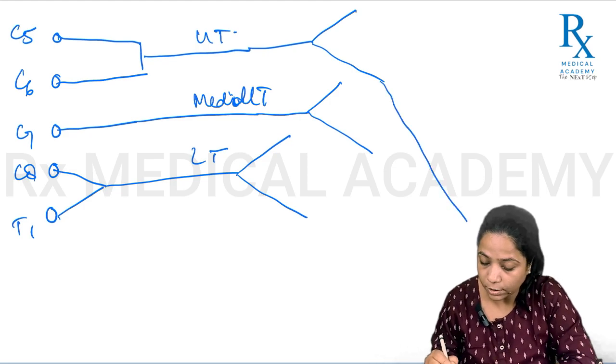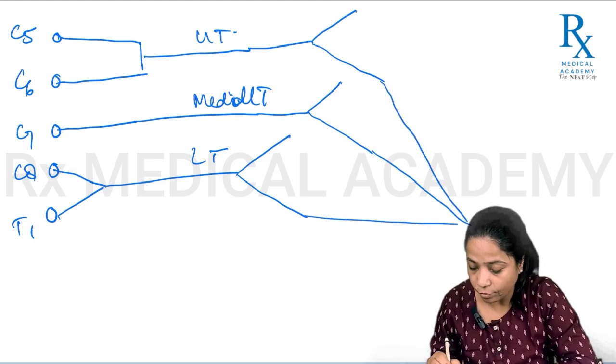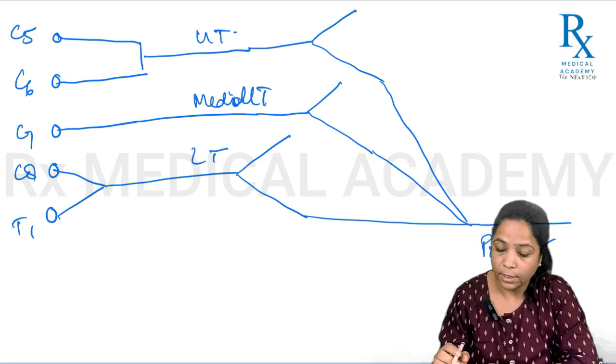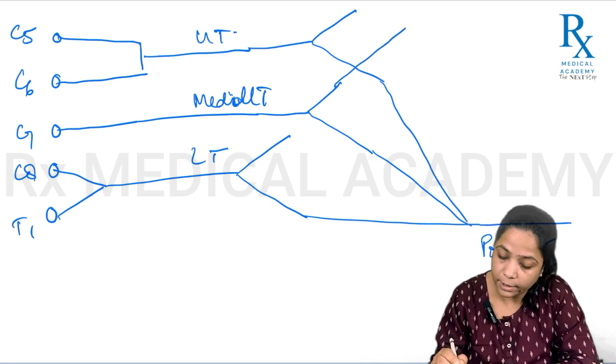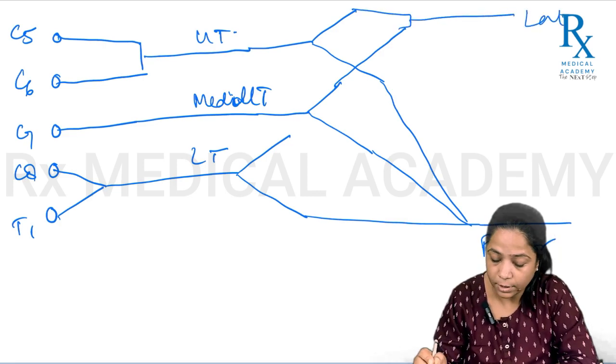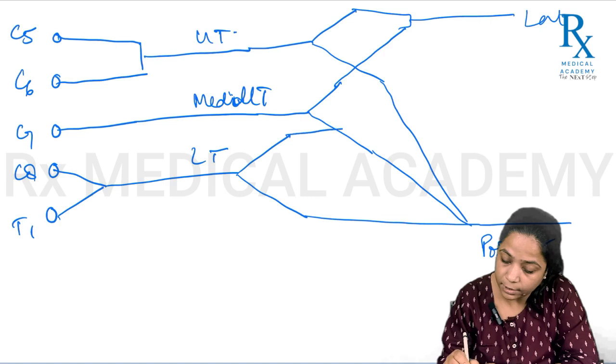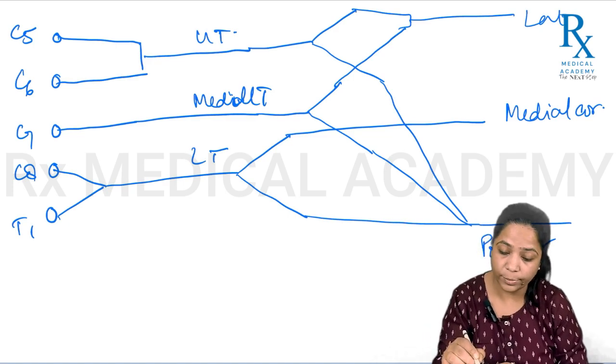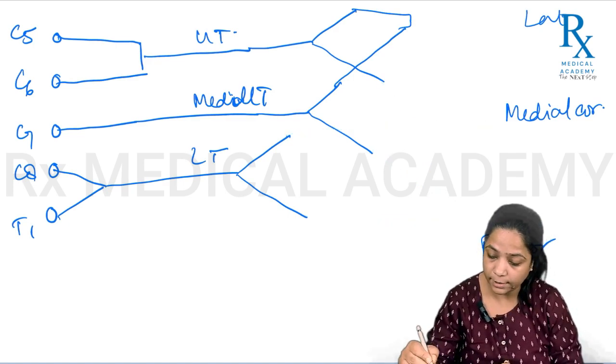Now we join all the posterior divisions and form a cord that is known as the posterior cord. The anterior divisions of the upper two trunks form the lateral cord. The anterior division of the lower trunk continues as the medial cord. We will see the branches of these cords in detail.